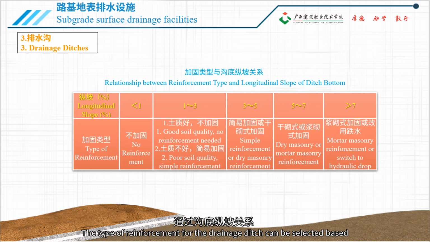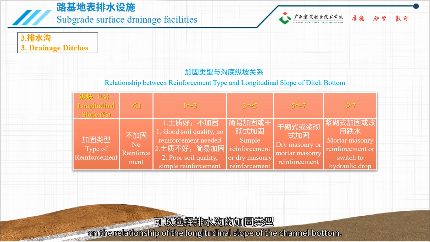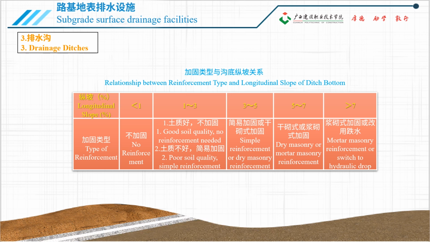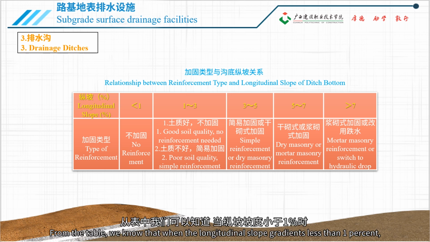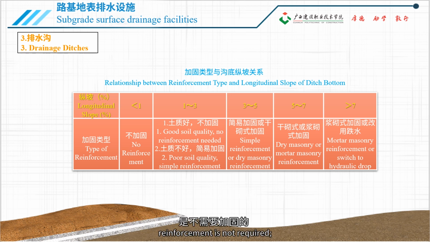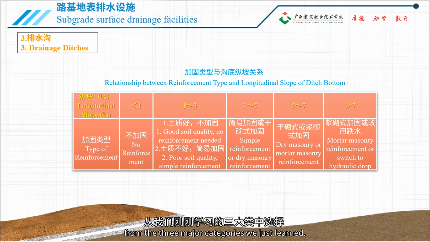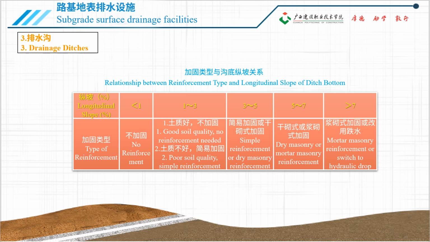The type of reinforcement for the drainage ditch can be selected based on the relationship of the longitudinal slope of the channel bottom. From the table, we know that when the longitudinal slope gradient is less than 1%, reinforcement is not required. When the longitudinal slope gradient is greater than 3%, reinforcement is required, and the type of reinforcement can be selected from the 3 major categories we just learned.